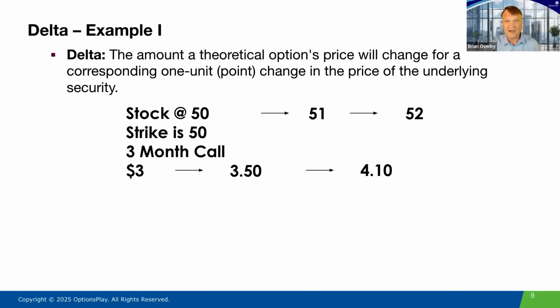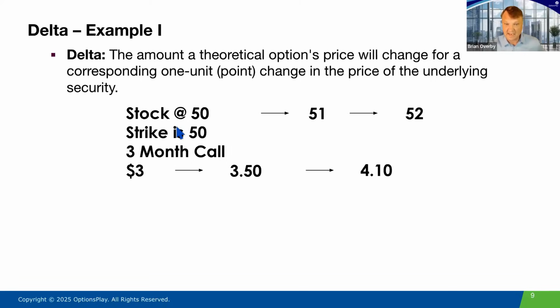Delta, all right. A lot of people have probably seen this scenario. Delta is the amount a theoretical option's price will change for a corresponding 1 point change in the price of the underlying. Now, if you really want to understand zero DTE options, you have to understand this concept of delta. In this scenario, most at-the-money option contracts will have a delta close to 50.